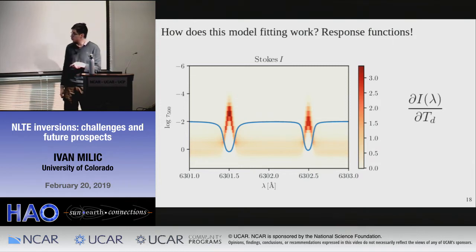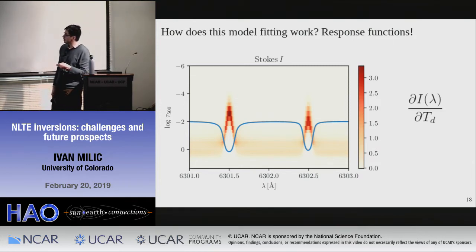And here I'm showing a sort of pragmatic form of the source function, where what I'm showing is the derivative of the emergent intensity at various wavelengths with respect to temperature at various depths. So usually a response function is this sort of surface plot. And what you see here is the response function of these widely used Hinode lines.